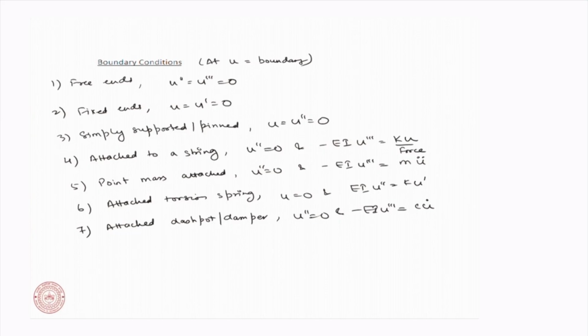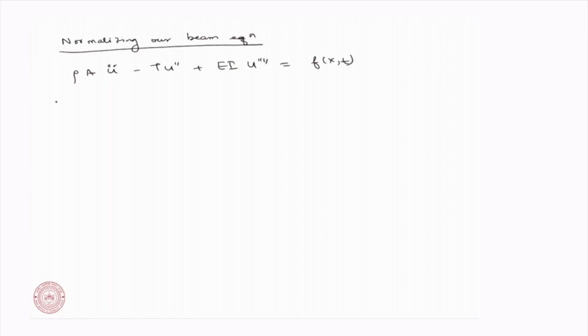You could use these sets of boundary conditions, and using our differential equation we could try to solve this. So, let us just take one small normalization case. If we are normalizing our beam equation, then our beam equation is rho a u double dot minus T u double prime plus E I u 4 primes is equal to some function that is oscillating.